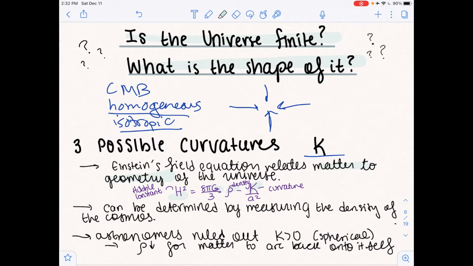Therefore, the curvature of the universe can be determined by measuring its density. From these measurements, astronomers have ruled out the case of k greater than 0, a spherical geometry for the universe, because the density of the cosmos is too low for space to arch back on itself in a spherical way. Thus, we are left with either Euclidean or hyperbolic geometries as possible shapes for our universe. Unfortunately, it is possible for both of these geometries to be either finite or infinite, so far we are unable to answer the question of whether space is finite.